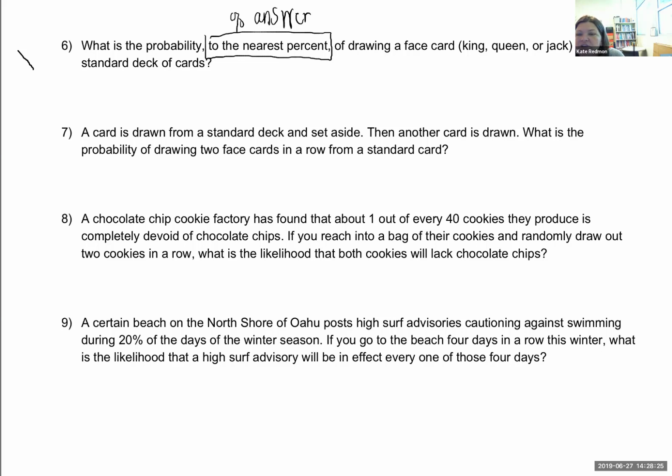Okay, so let's figure this out. How many kings are there in a deck of cards? 4, because we have the 4 suits: 1 hearts, 1 diamonds, 1 clubs, 1 spades. And how many queens are there? 4. And how many jacks are there? 4. Wonderful. So if I'm looking to draw a face card, it could be a king, a queen, or a jack. So it looks like I have 12 winning cards. Would you just add them together? Yes, exactly. All those are wins.